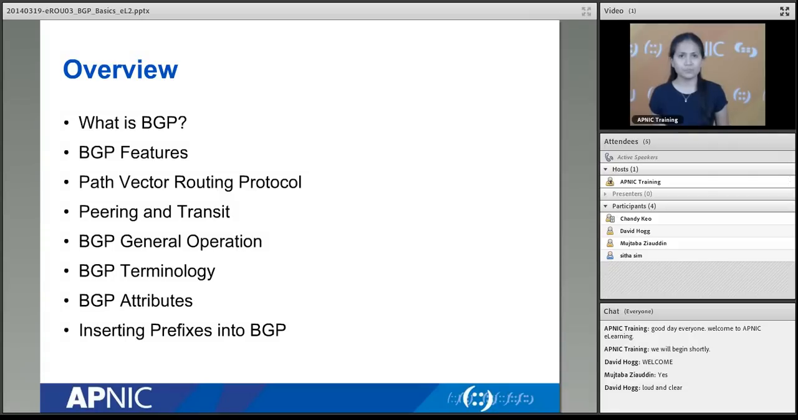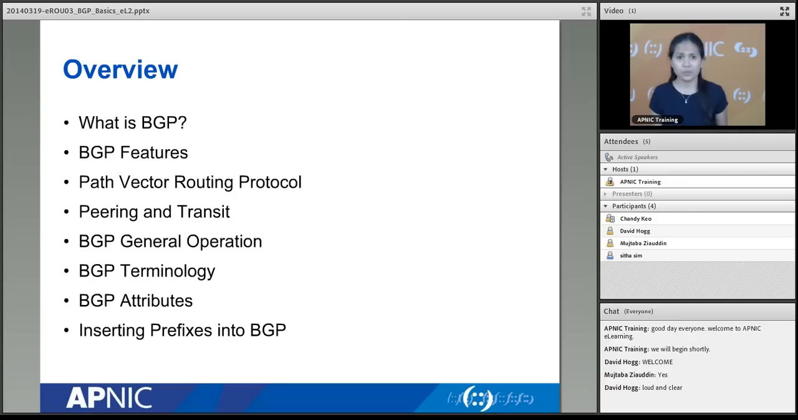Our discussion requires that you have a fair amount of understanding of routing, but we will have a very brief overview of what routing is. Some terminologies we will try to recall and explain if it's unclear. So if you have questions on that, let me know. But of course, our main focus is on BGP. So what exactly is BGP? What are the features? What is a path vector protocol? BGP is a type of path vector protocol. What are some of the common terminologies that we use on the internet, such as peering and transit? What are the differences between them? How does BGP operate? What are the different stages that are required?